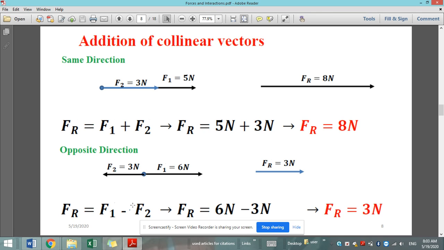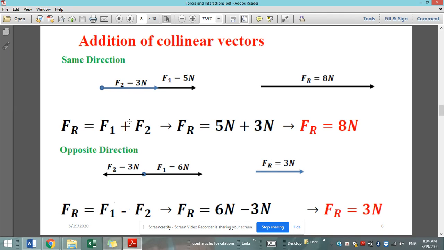As for the addition of collinear vectors, let us consider collinear vectors having the same direction as shown in the following figure. So two forces, F1 of magnitude 5 Newton, which is horizontal to the right, and another force F2, which is of magnitude 3 Newton horizontally also to the right. In order to find the resultant force of these two forces, we have to add F1 and F2.